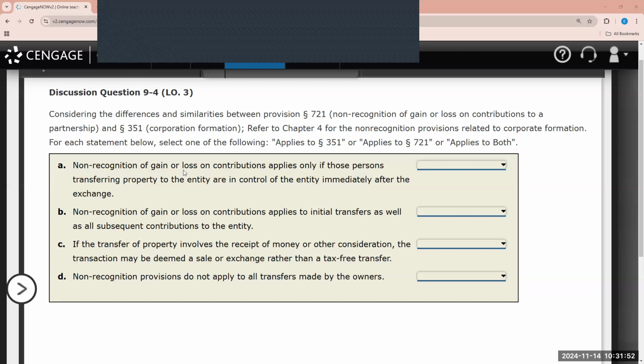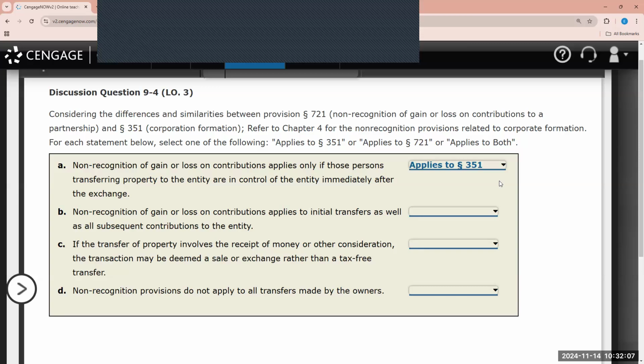So A states, non-recognition of gain or loss on contributions applies only if those persons transferring property to the entity are in control of the entity immediately after the exchange. This applies to section 351. Under section 721, control is not a requirement.